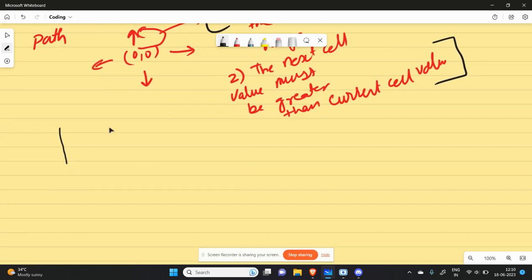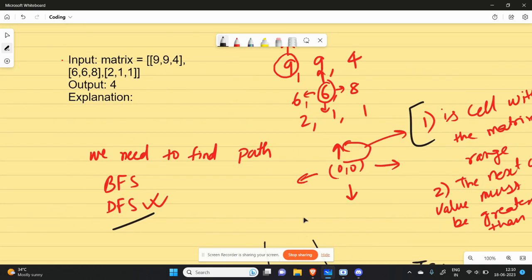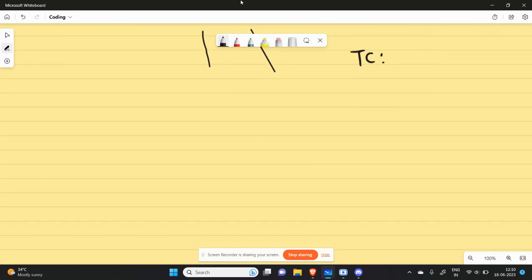So let's discuss the time and space complexity. So the time complexity, if we observe it clearly, what we are doing from any particular cell, let's say, let's stick to the 994668211. So if you look carefully, from any particular cell, what we are doing, we are trying to check all the possibilities.